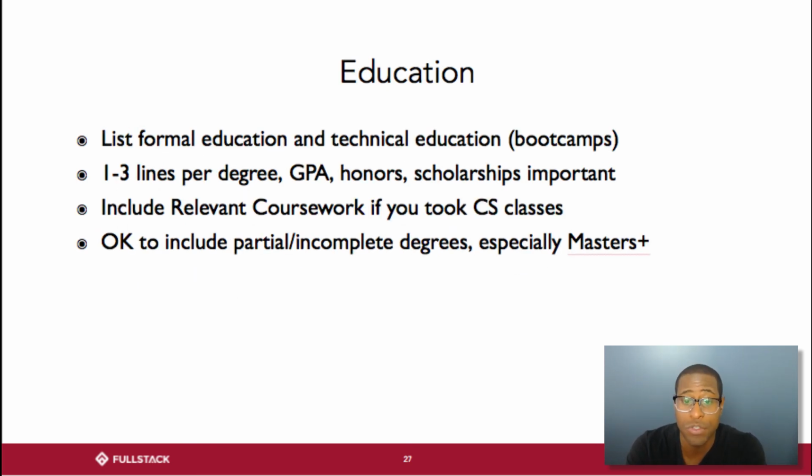So for education, which will come right under this, you'll list your formal education and technical education, i.e. Full Stack Academy. You'll have 1 to 3 lines per degree. GPA, honors, and scholarships are important. Of course, include relevant coursework. If you took any CS classes, that's very, very awesome and important to include.